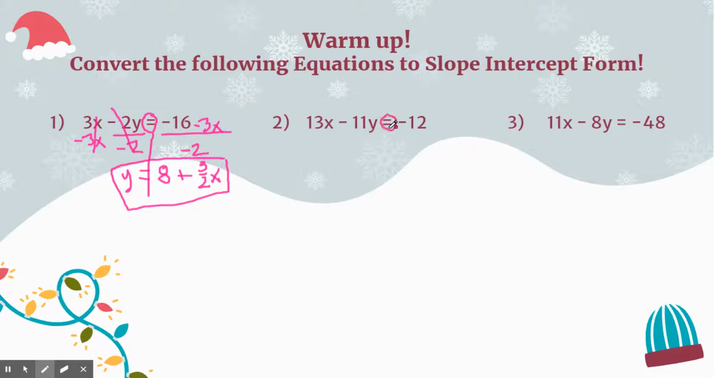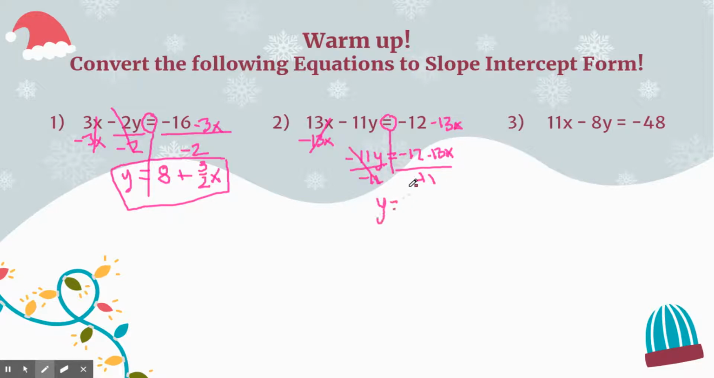Again, the center of my equation is the equal sign. I want to move my x over, so I'm going to subtract 13x from both sides. Okay, so now I have -11y equals -12 minus 13x. Divide by -11 on both sides.